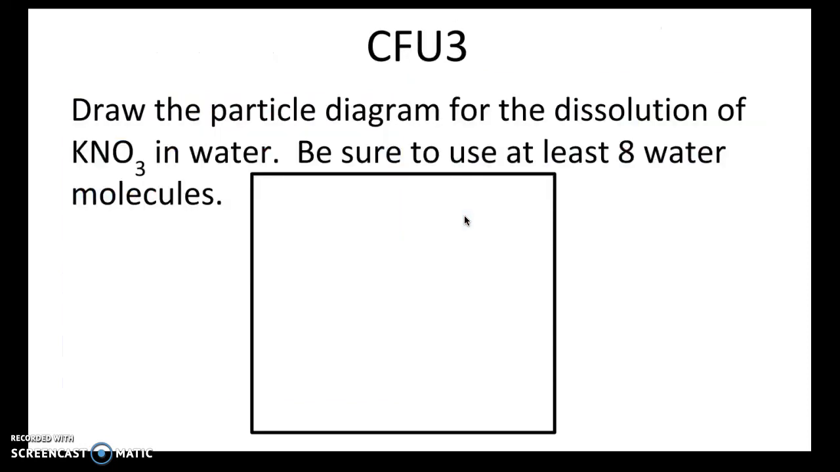Okay, so now your job here is to draw the particle diagram for the dissolution of potassium nitrate in water. And you want to be sure to use at least 8 water molecules. One clue here for the polyatomic ions: instead of drawing out all of the atoms, like the nitrogen and the 3 oxygens around it, the easiest thing to do is just draw the nitrate as a circle. Just because it's grouped together, have one circle for it. All right, when you're ready to check your answer, press play and the answer will be revealed.